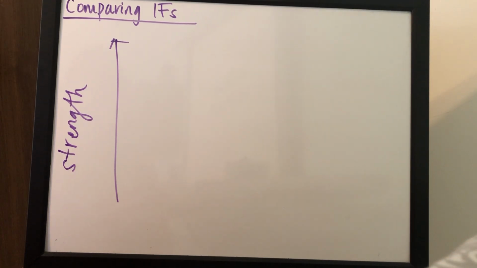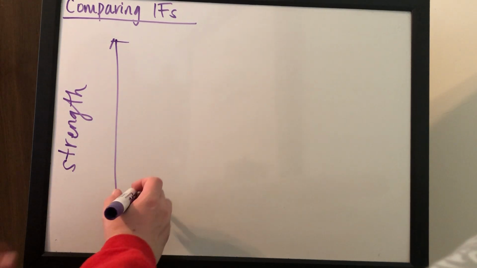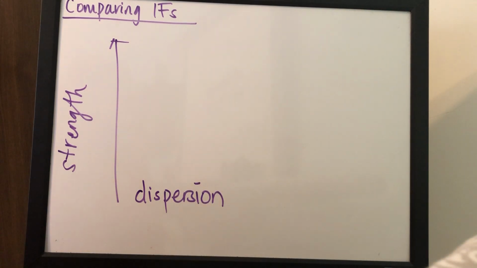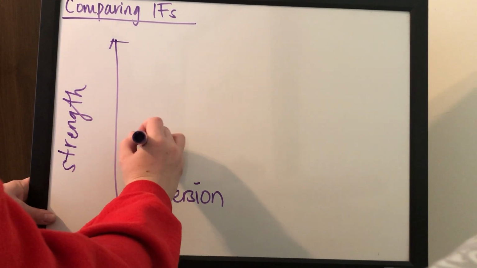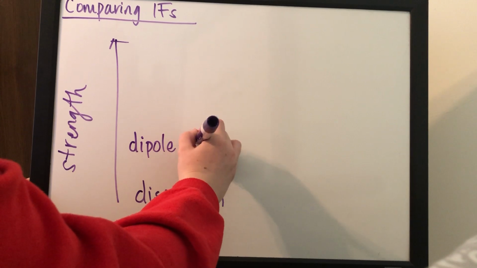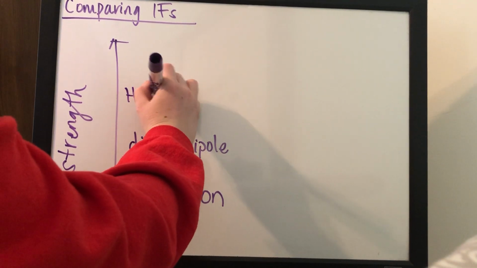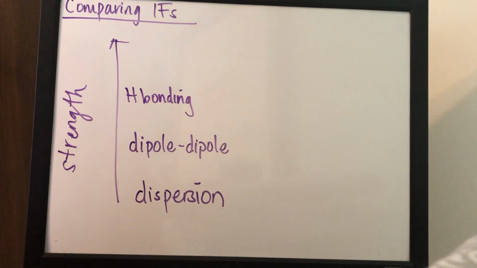As you probably can guess, the weakest intermolecular force is dispersion. Okay, by a long shot. Remember, just caused by the movement of electrons. After that comes dipole, which are much stronger because of the polar bonds and the attraction of your partial positives and your partial negatives. After that comes hydrogen bonding. And that's normally where the discussion would end.